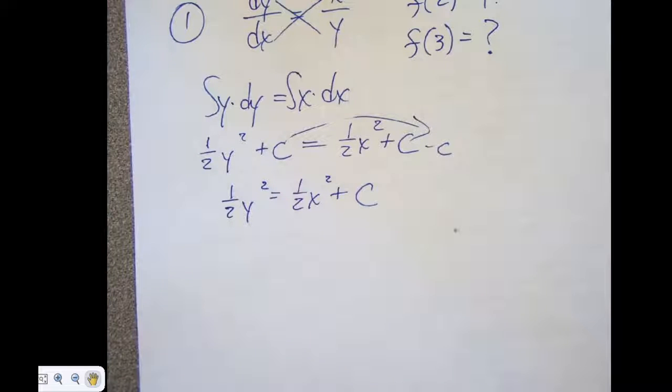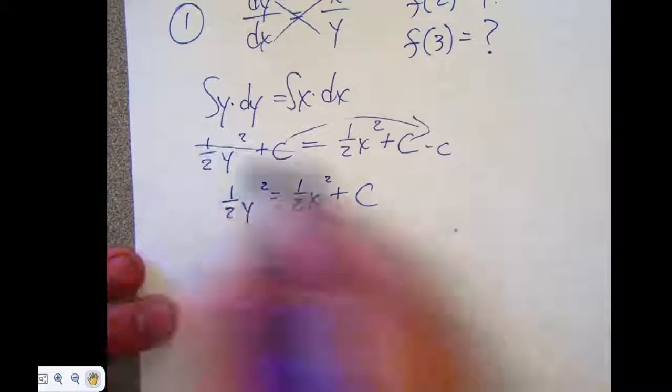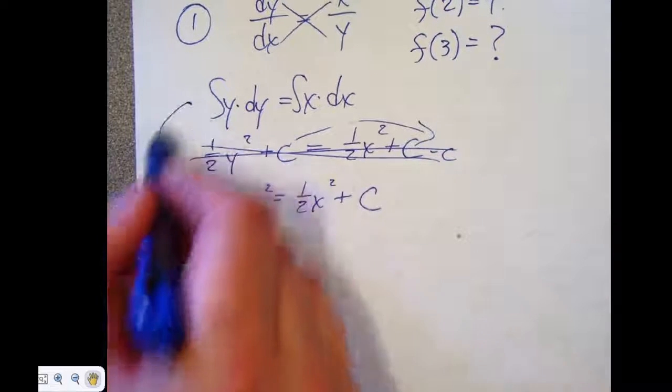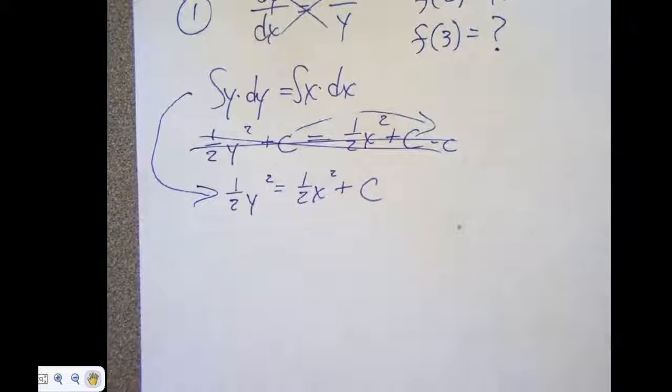So do you want us to just write the half? So this step is not necessary. That's why I said don't write it. You're just going to jump from there to there. I was just showing you why it worked.